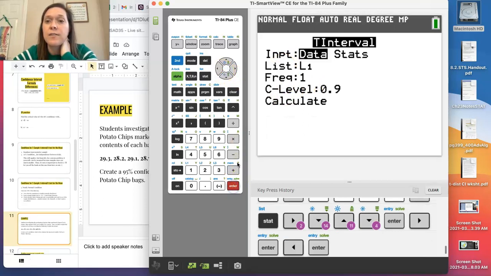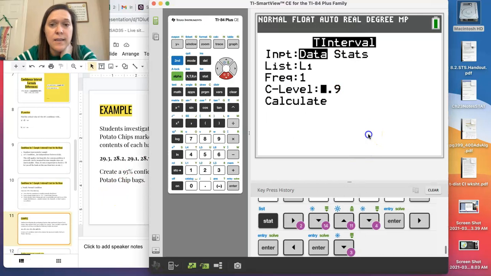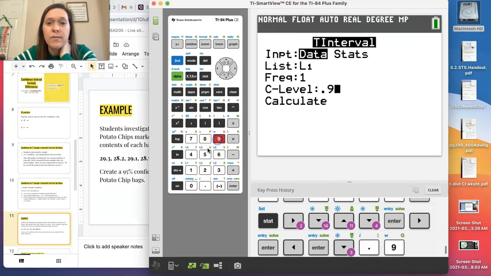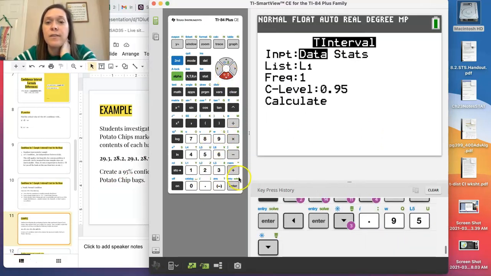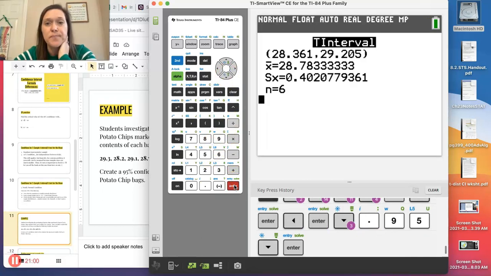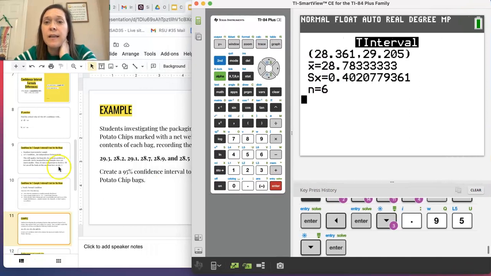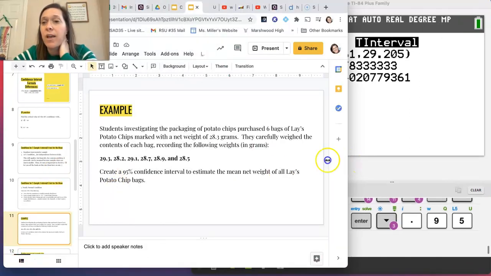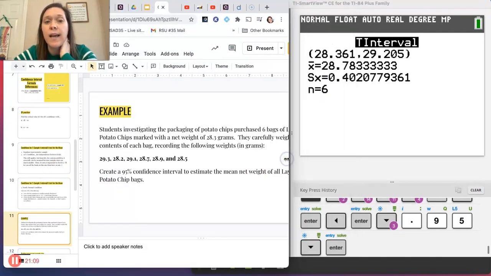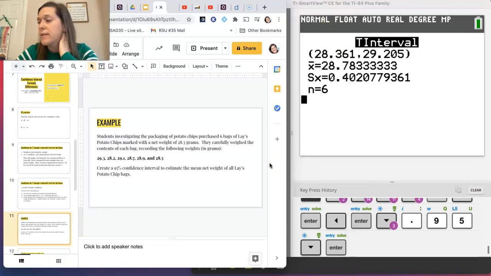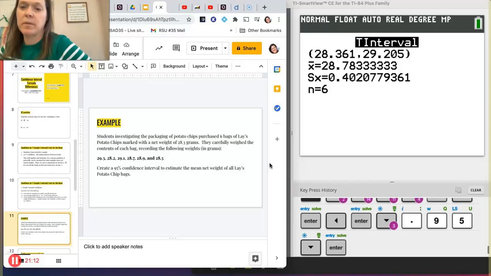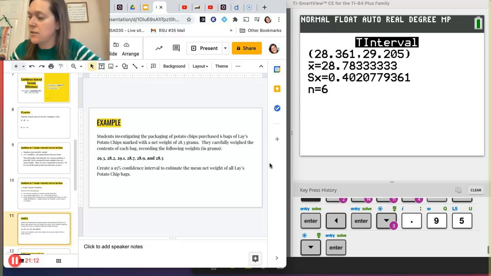But we have data in here, so I have everything under list 1. The frequency is 1. There's nothing crazy happening there, and we're doing a 95%, so 0.95 is my confidence level. And then I'm going to hit enter. So notice what my calculator gives me. It gives me the mean and the standard deviation right away. I could have gotten that by running a one variable stats, but it just takes a little bit more time. So I'm going to leave that there. I'm going to just do my work here.